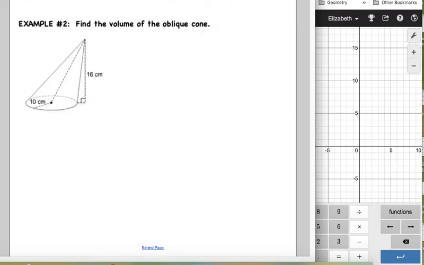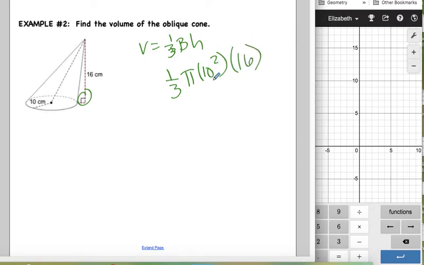The next one, we have an oblique cone, and the height, when it is oblique, often will be drawn outside. What you want to do is look for the right angle marking that leads you to the height of the figure. The radius is 10. So the volume, again, is 1/3 the area of the base times the height. The area of the base is pi r squared because it is a circle. And the height is 16. So 10 squared is 100, 100 times 16.